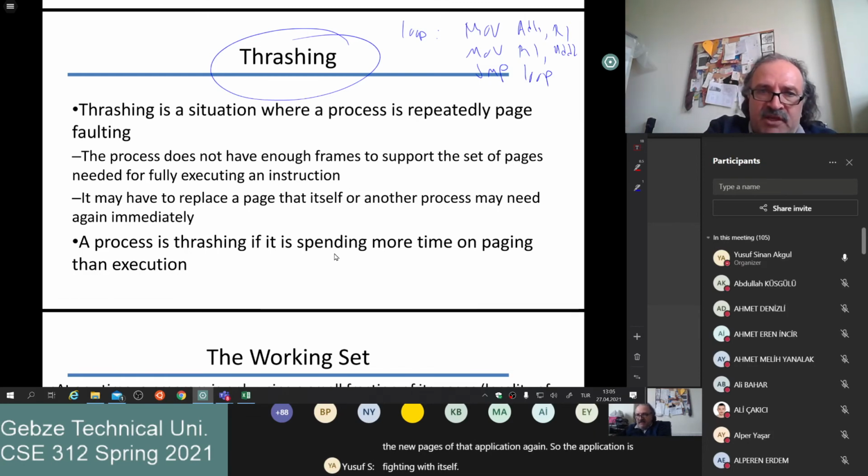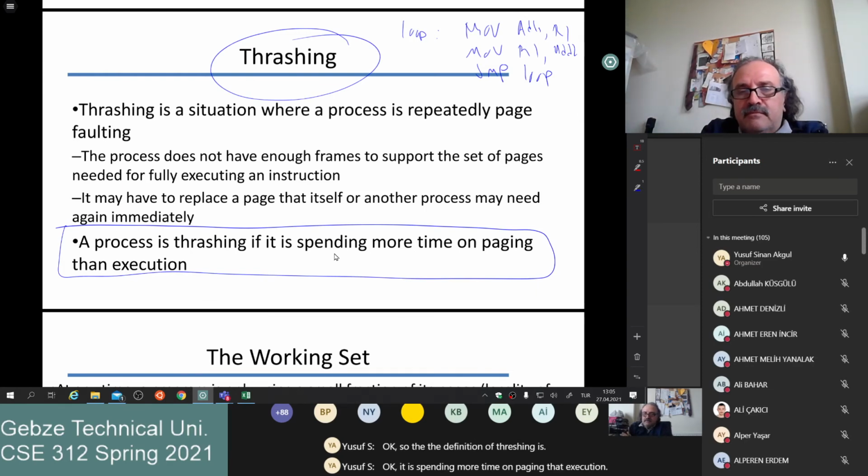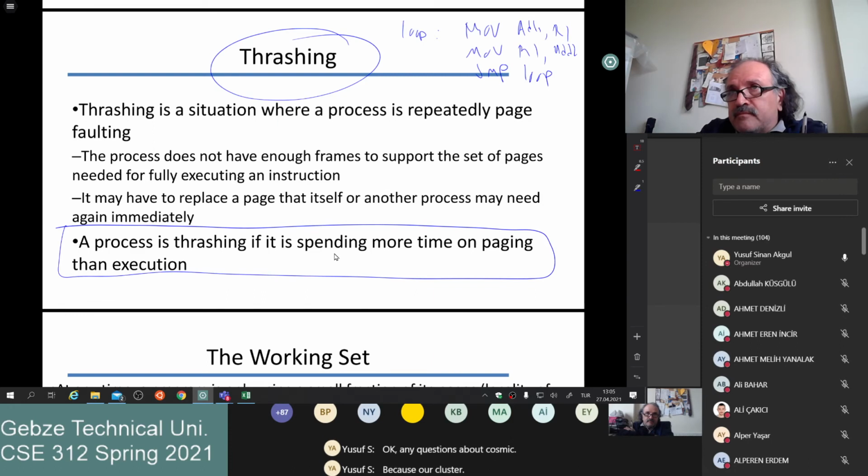So the definition of thrashing is that it is spending more time on paging than execution. Sometimes I hear people saying "bilgisayar kastı". I think they mean this. I don't know what the Turkish term for thrashing is. Let's define it that way: "kasmak" in Turkish means thrashing in English. Any questions about kasmak? Bilgisayar kastı. No? Okay, good. If there are no questions, then I will continue.